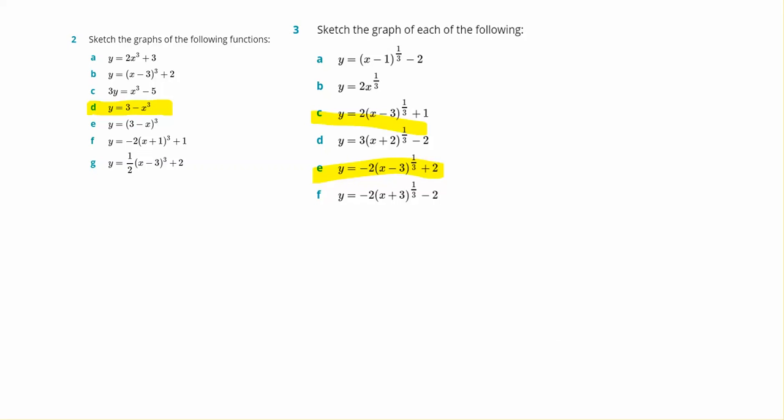For your methods, we're going to look at exercise 6F, question 2D, and 3C and E. Okay, so we're trying to sketch a graph of each of these. Now, what's this graph? Okay, let's think about this.